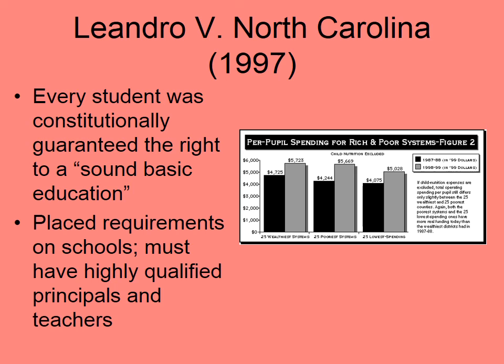Leandro versus North Carolina was in 1997, and basically what happened is that every student was constitutionally guaranteed the right to a sound basic education. So this is placing requirements on schools. You have to have highly qualified principals and teachers and things like that. If you look at what's going on in education right now, this idea plays out more in the charter school situation and in rich versus poor school districts, where there are different socioeconomic groups and systems in place, and the question is whether everybody is getting the same basic education.